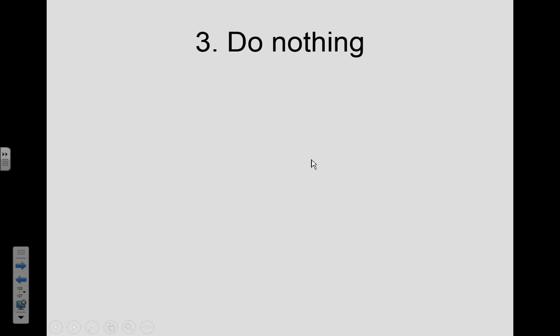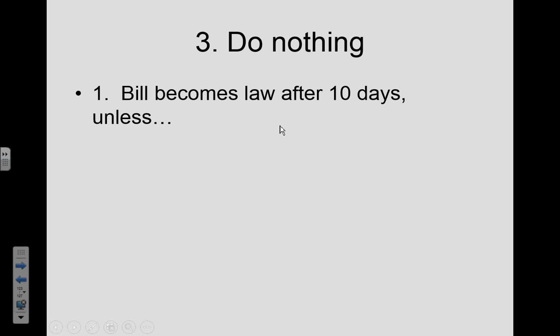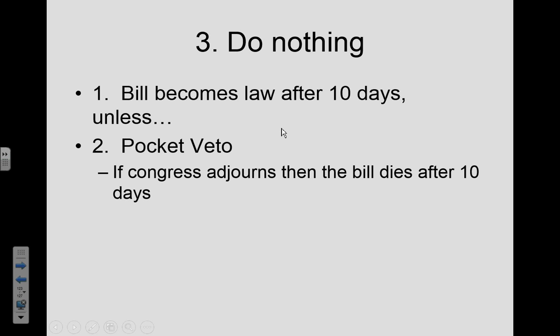The President's third option is to do nothing at all. A bill reaches his desk, he doesn't sign it, he doesn't veto it. Now, if he doesn't sign it or veto it, what would happen to the bill? Well, if the Constitution didn't specify, I don't know, but the Constitution does specify. If the president takes no action, the bill becomes law after 10 days. Unless, of course, Congress has adjourned. If Congress is not in session before those 10 days are up, and the president takes no action, that's known as a pocket veto, and that means that the bill dies.